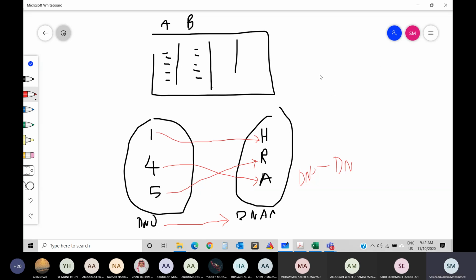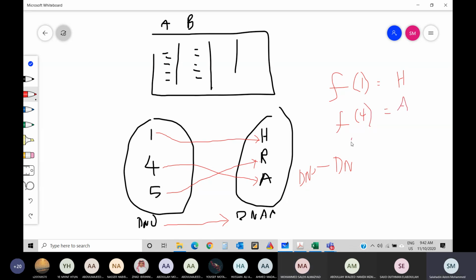Let me put it for you in a mathematical way. What is f of 1? Okay, let me tell you, this is a function. Is this a function or not? What is f of 1 here? From DNO, it's H. Yes. What is f of 4? A.